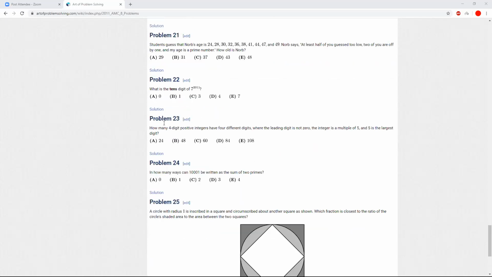So the question reads, how many 4-digit positive integers have 4 different digits? The leading digit is not 0. The integer is a multiple of 5, and 5 is the largest digit. There are so many different conditions here, so let's make sure we got all of them down. You guys can try this while I type out the conditions.